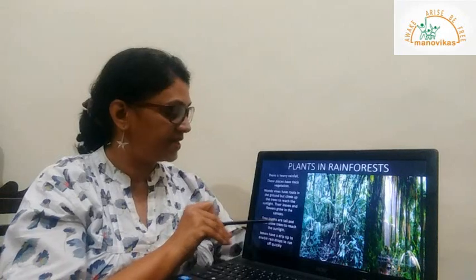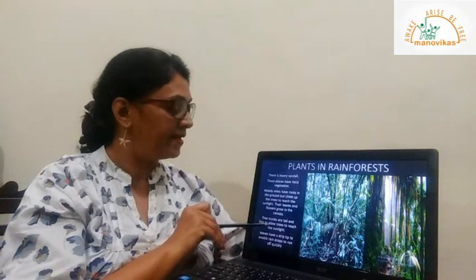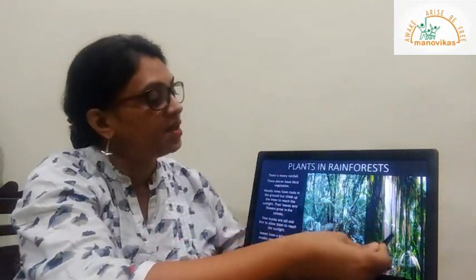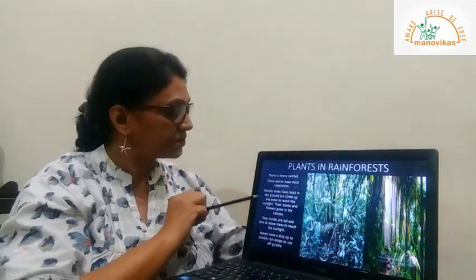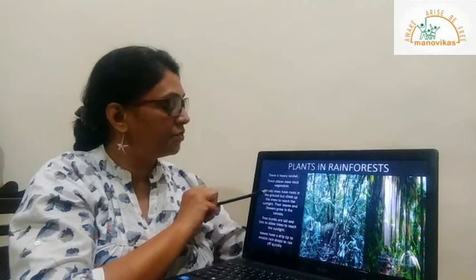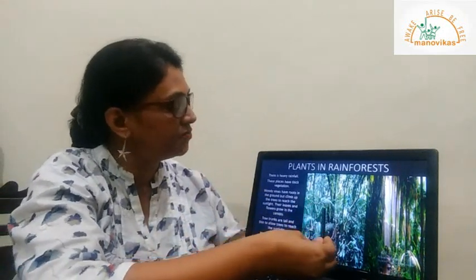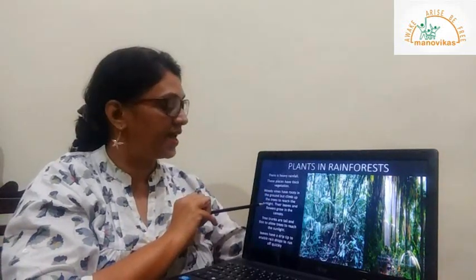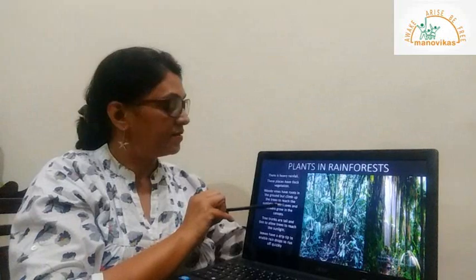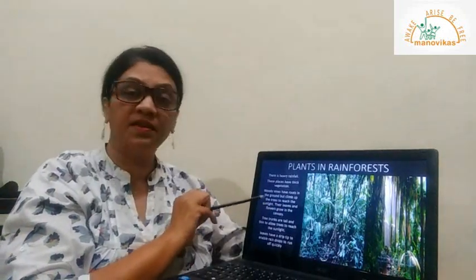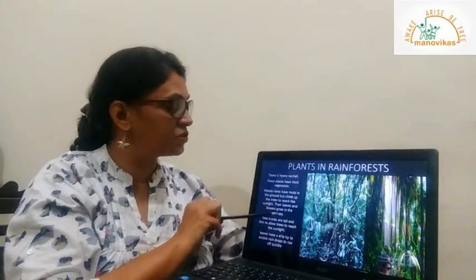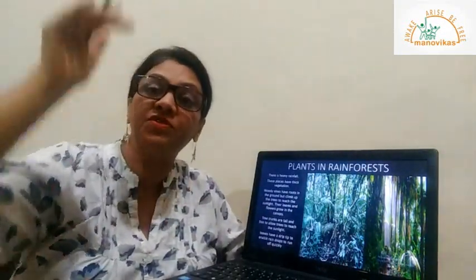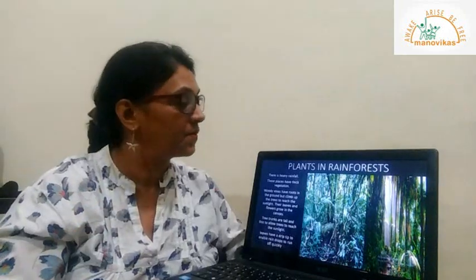They have trunks that are tall and thin and allow trees to reach the sunlight. You can see tall and thin trunks. Then you have woody vines. You can see here the woody vines that climb up the trees to reach the sunlight. The leaves and flowers of these woody vines grow on the canopy. What is the canopy? The topmost branches of other trees.